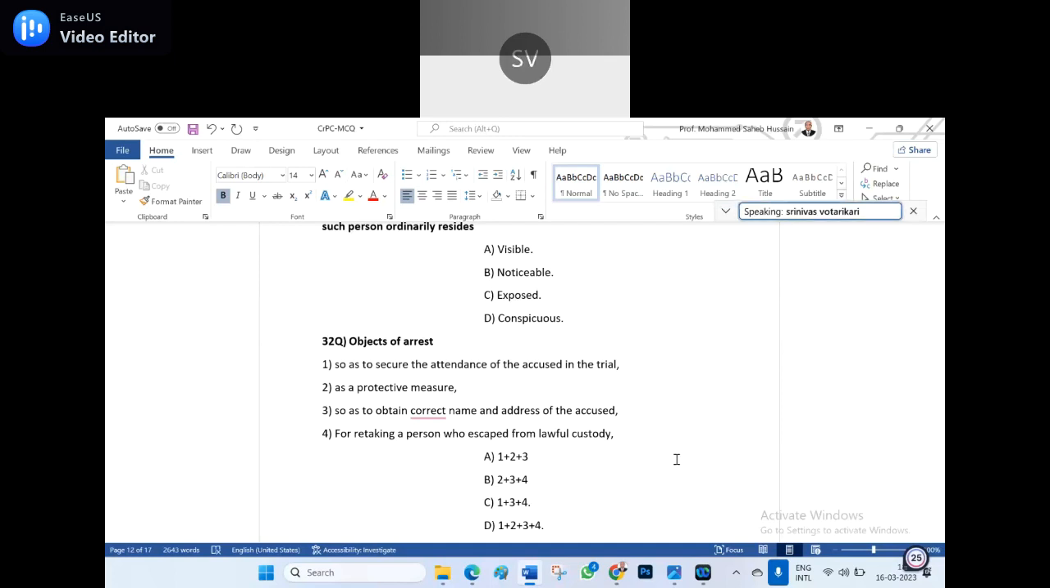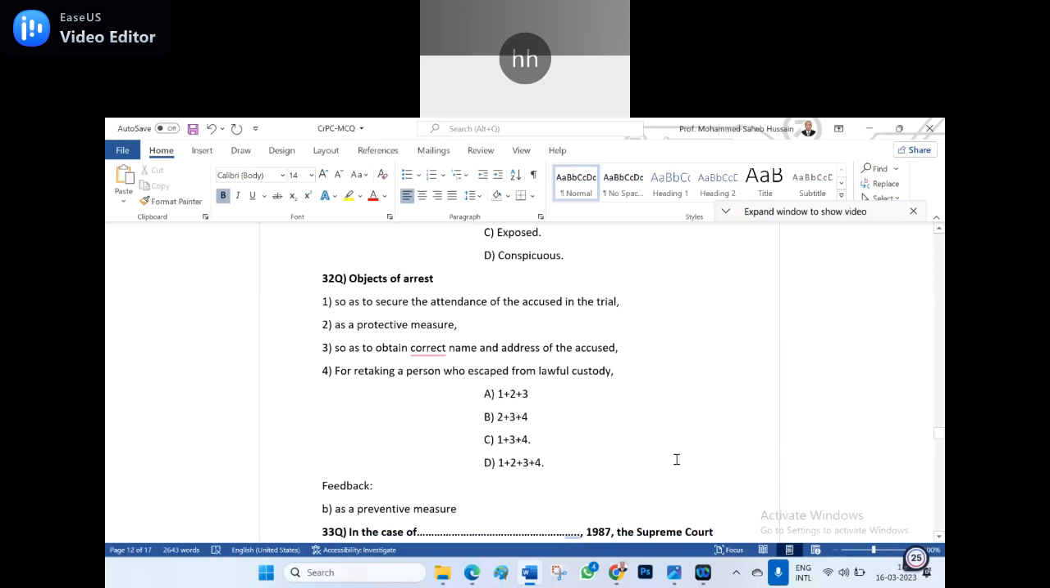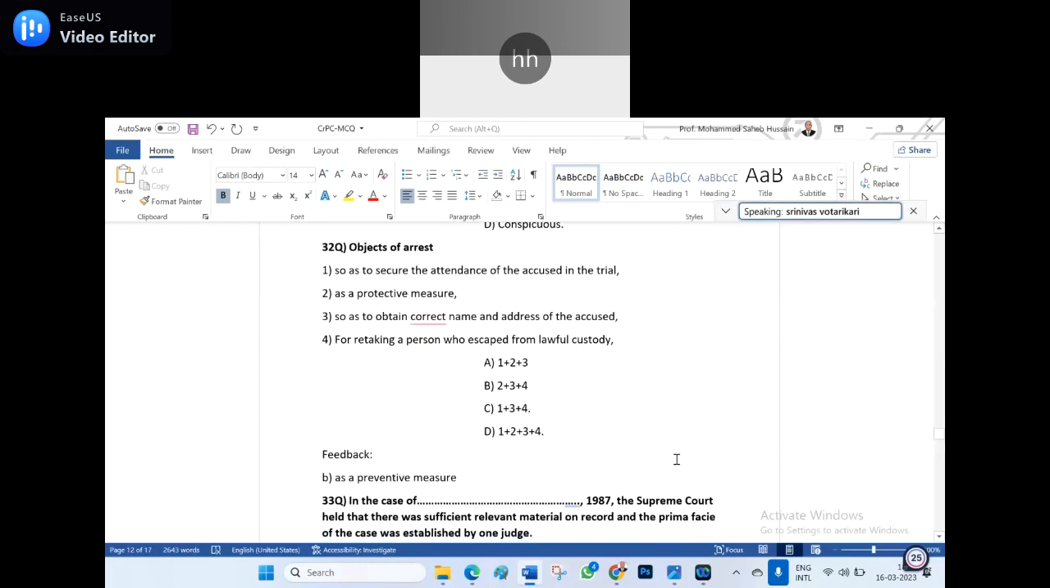Srinivas, you mute it because I am getting the resound from you. Mute, Srinivas. See, as a protective measure I made. No, it is not as a protective measure. It is as a preventive measure. So eliminate that second. When you eliminate the second, what is the right answer? 1 plus 3 plus 4, C, is the right answer. So that was the thing.